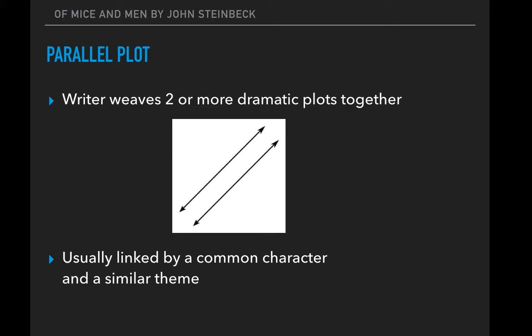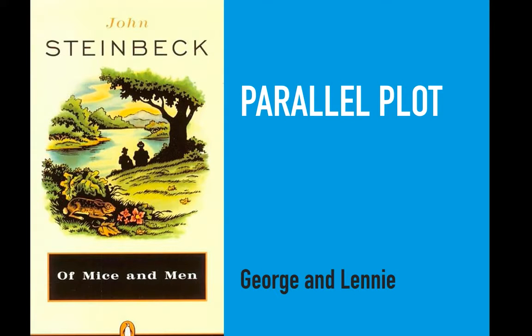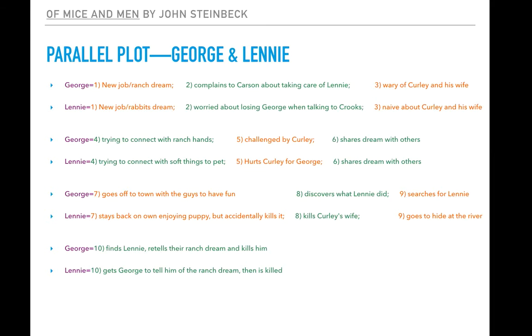And these two plots are usually linked by a common character and a similar theme. So Steinbeck definitely has a parallel plot going with the experiences of George and Lenny. So see if you can follow along here. George, number one, gets a new job at the ranch, and his dream is this ranch of his own. Lenny gets this new job at the ranch, but his dream is to have rabbits on the ranch of their own.